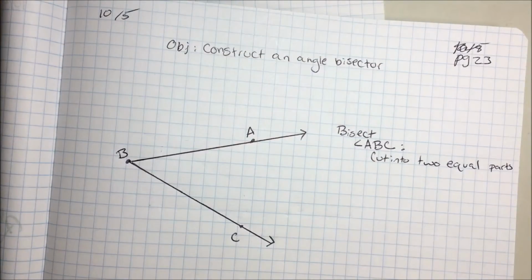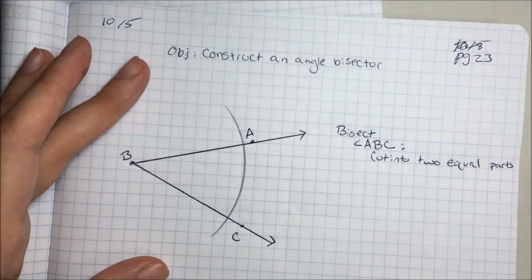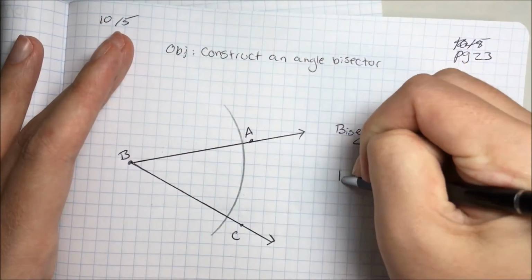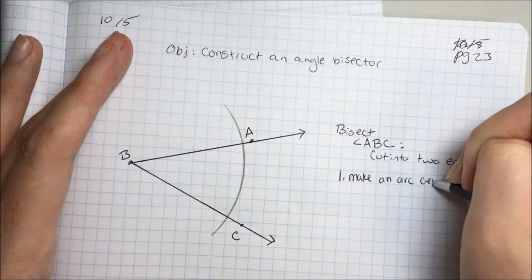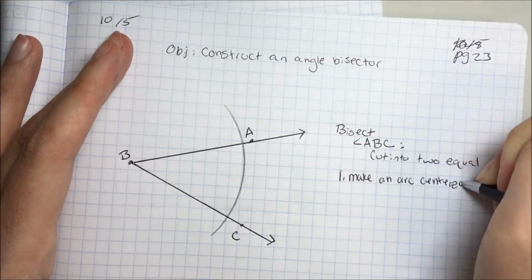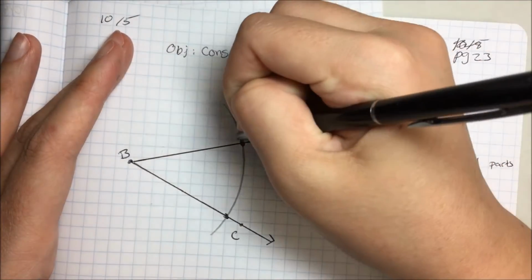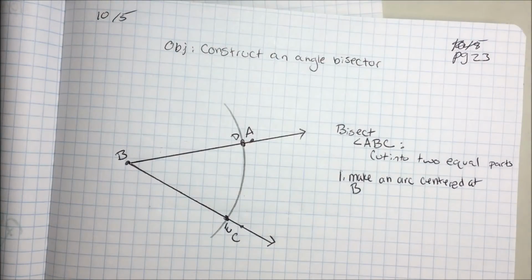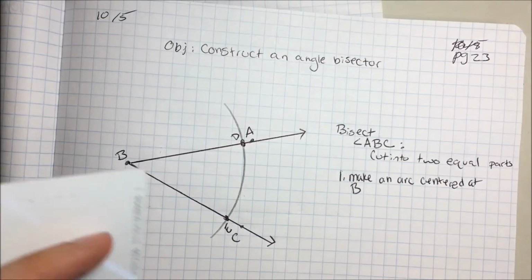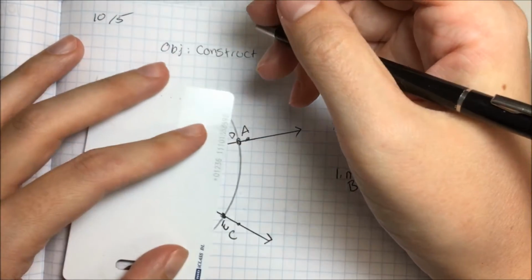Alright, so the first thing I'm going to do is I'm going to make an arc centered at B. And it can be any size, just make yourself an arc. And I'm going to call this arc, and give the points of intersection the letters D and E. And what I'm going to do next is I'm going to construct the midpoint, or the perpendicular bisector of DE.